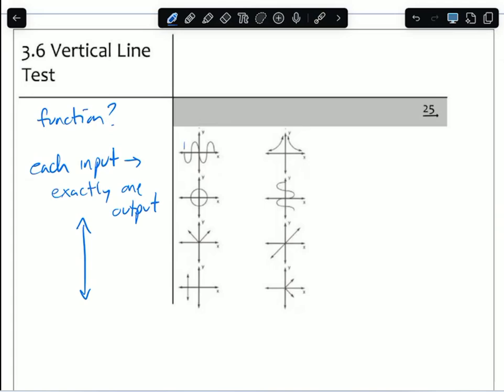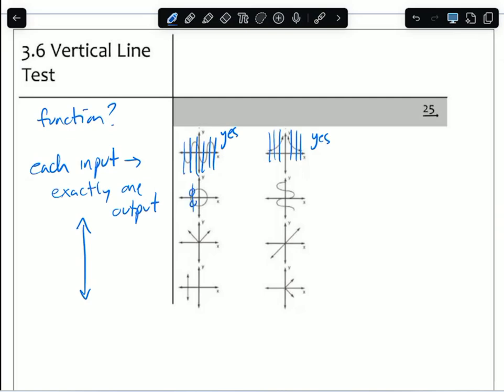So here we have a continuous graph. There's no place on this that we can pass a vertical line and intersect that graph in two places or more than one place. So yes, this is a function. Here, same thing. As we draw in vertical lines, there's no place that a vertical line will pass through the graph in two spots. So yes, that is also a function.